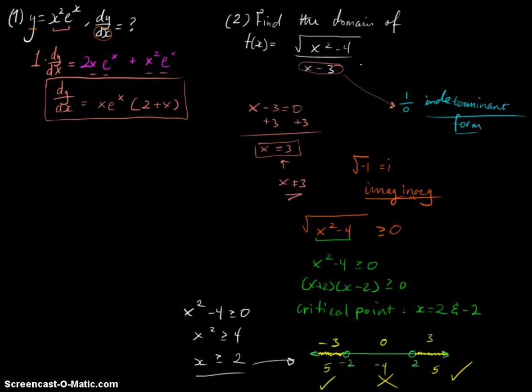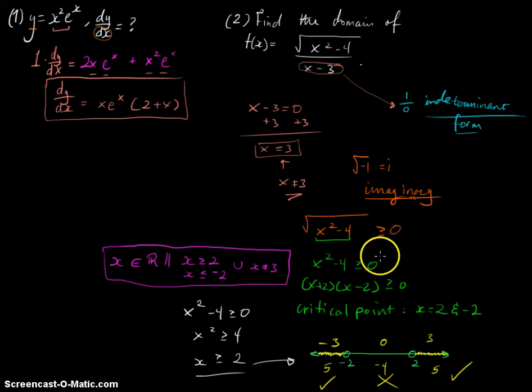So the domain of the function would be x is part of the real numbers, wait, that's not how you write it. x is a part of the real numbers such that x is greater than or equal to 2, x is less than or equal to negative 2, and x does not equal 3. So that would be our answer.